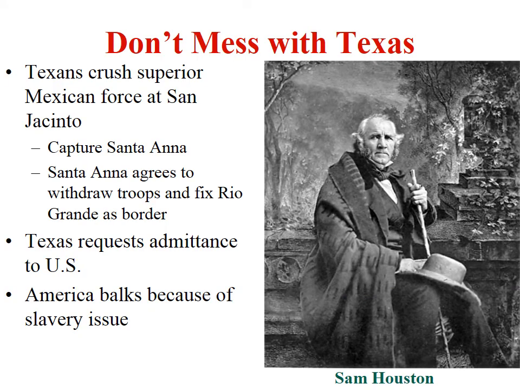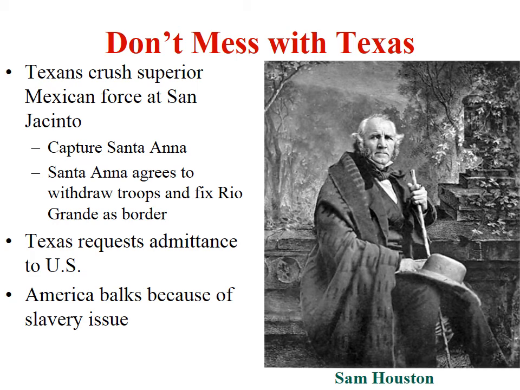I have here, "Don't mess with Texas." Texans crush a superior Mexican force at San Jacinto. They actually capture General Santa Anna, hold a Bowie knife up to his throat, and force him to sign a bunch of treaties. Santa Anna does so and agrees to withdraw his troops and to make the Rio Grande River the border between the independent country of Texas and the independent country of Mexico.